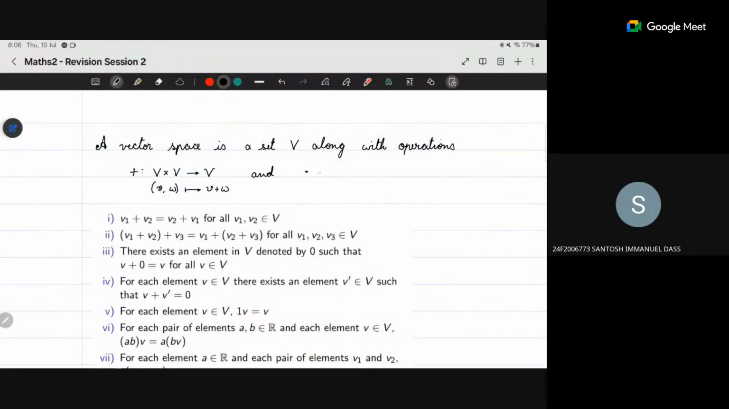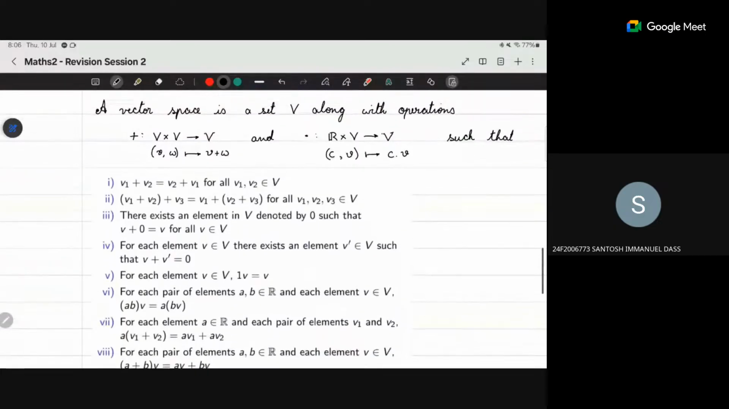And there is a second operation for which, once again, there are two inputs, but one of them is a real number and one of them is a vector. And the output is another vector, which is written as C dot V. And in many cases, we drop the dot and we just write CV, such that the following axioms are satisfied.